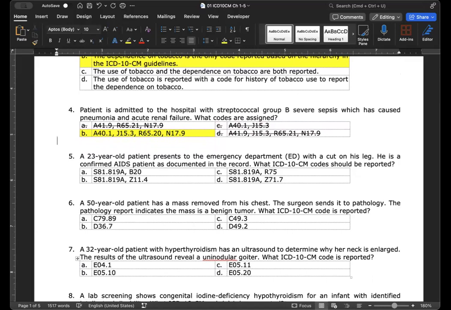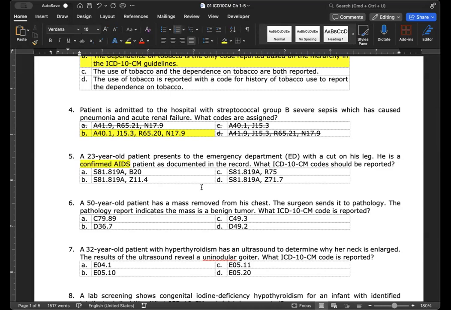Okay. Number 5, 23-year-old patient presents to the emergency department with a cut on his leg. He is a confirmed AIDS patient as documented within the record. So what ICD-10-CM codes should be used? So here's where I want to know from a process of elimination standpoint or a testing standpoint, okay? If we have confirmed AIDS, what ICD-10 code should we be using?